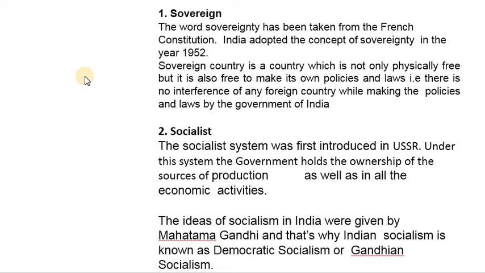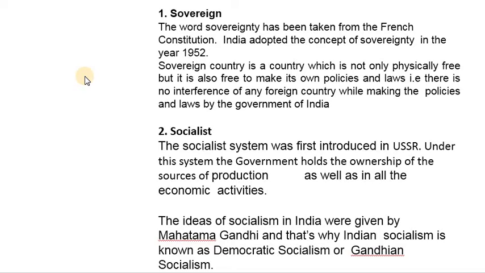That is, there is no interference of any foreign country while the government of India makes policies and laws. That means sovereign means a free country that can make any laws for the public and the people of that country, without any foreign country. We had British rule, but now it is not there. So no foreign power will influence the policies made by our government of India.